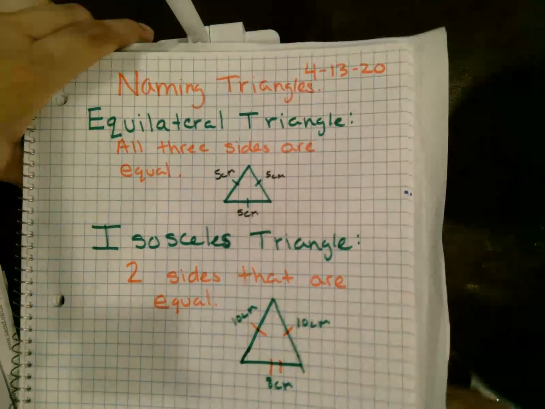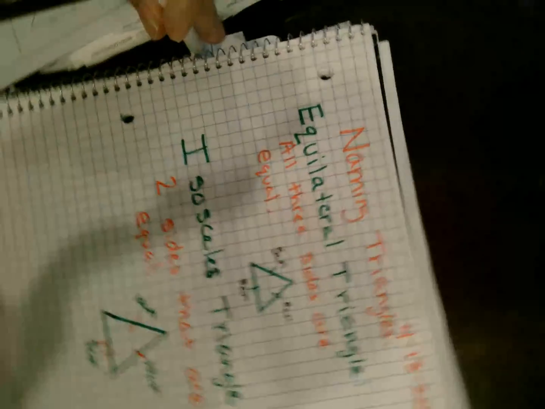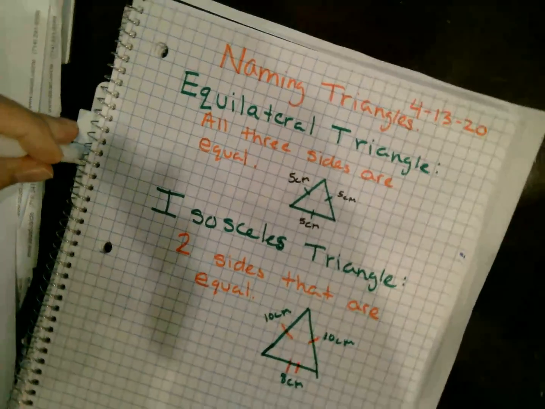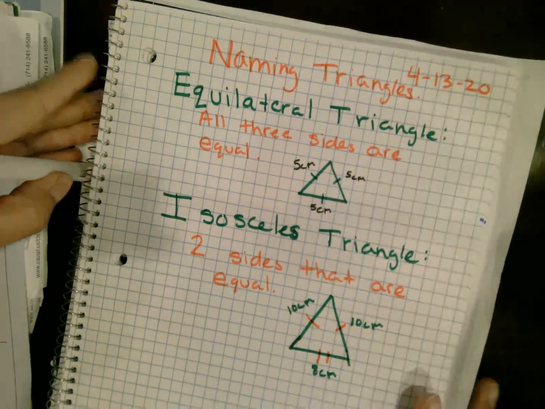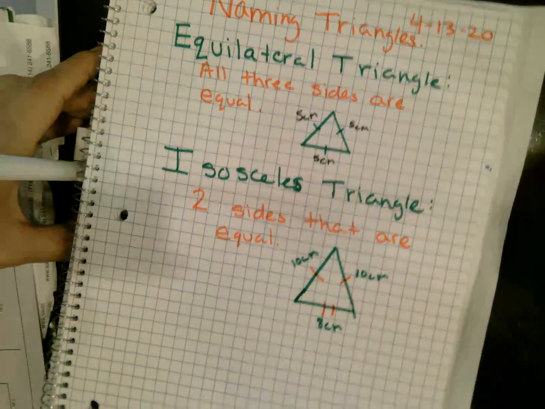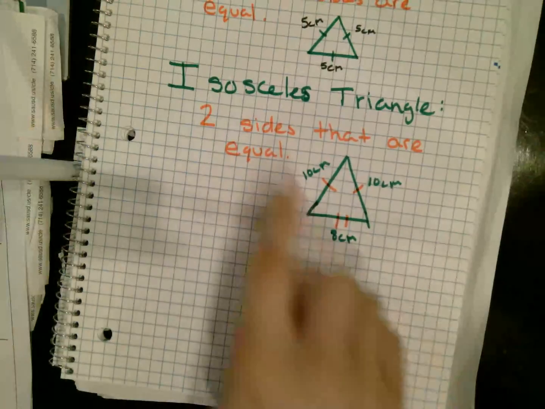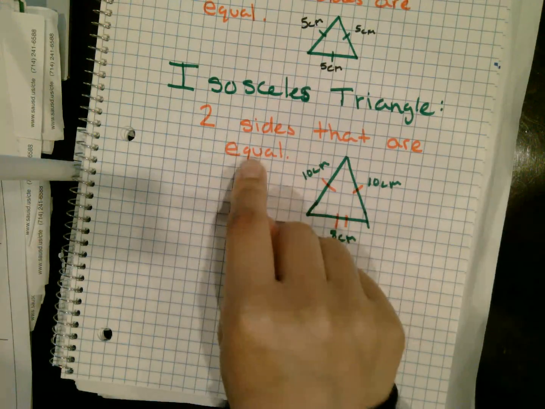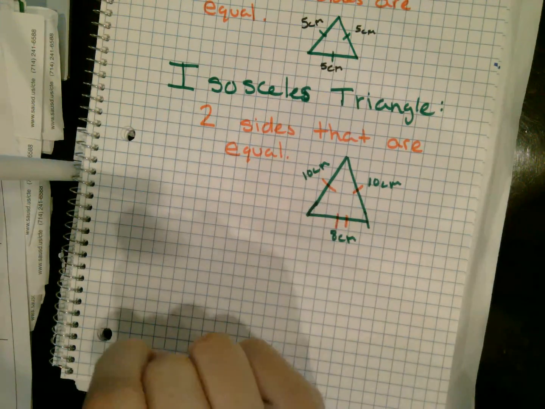Let me see if I can rotate this. So I can move the thing up a little. Okay. Isosceles triangle, two sides that are equal, 10, 10, and 8.